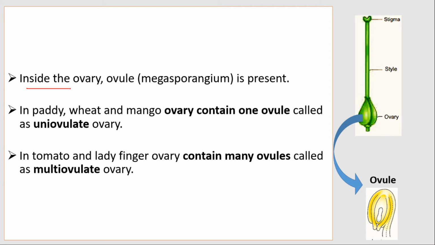Now inside the ovary, this is the ovary, so inside this ovary an ovule is present, so this is the structure of an ovule. Now in some cases the ovary contains only one ovule, that ovary is called a uniovulate ovary, whereas in some cases it contains many ovules, that ovary is called a multi-ovulate ovary.